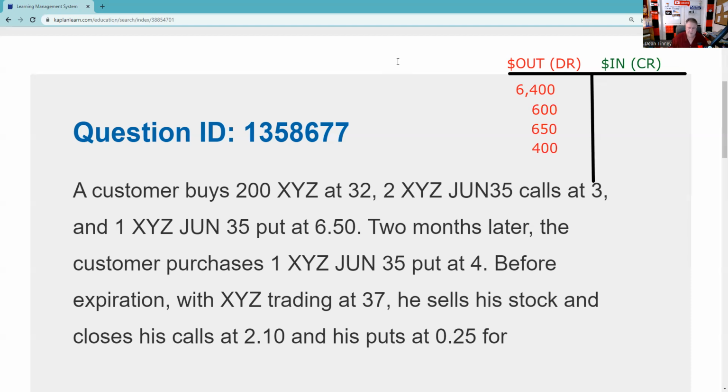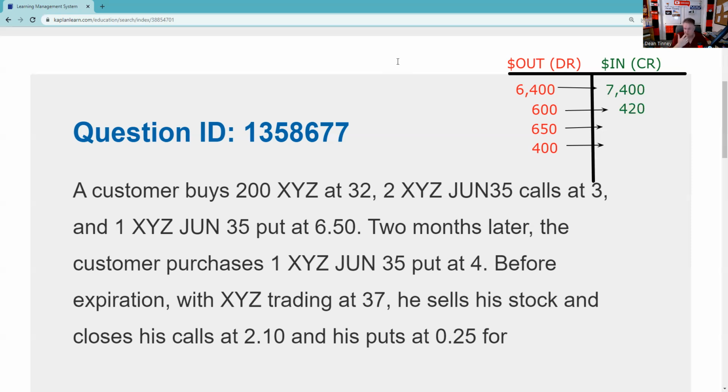Okay, so before expiration with the stock trading at 37, I sell my stock. So that's going to be 7,400. As I mentioned, I got to do all these offsets. And so again, if you're good on your mechanics, what I think this is proof of is how helpful the T can be when you get this question from hell, right? So he sells his stock. So we got that in there. He closes his calls for 210. So remember, that's 210 per share. That's 2 contracts covering 100 shares. So that's going to be $420 that I'm selling the calls for.